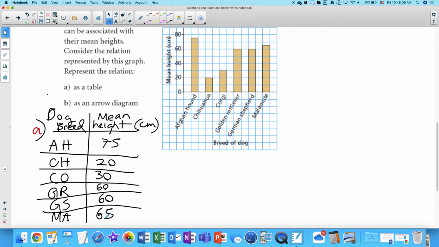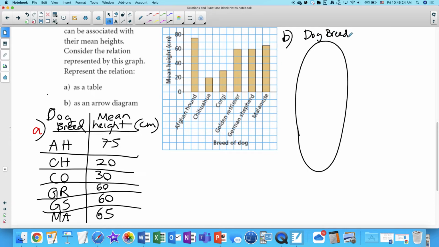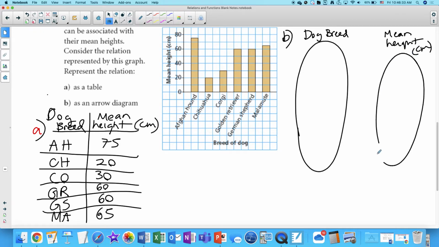In the arrow diagram or mapping diagram, so I'm going to put my dog breeds on the left, and I'm going to put my mean height on the right in centimeters. Okay, so I don't have any repeat dog breeds. That wouldn't really make sense. You can just keep it, and I'll grab it in a sec. Okay. In terms of my mean heights, I do have a repeat. 60 comes up more than once, so I'm not going to put that in twice.